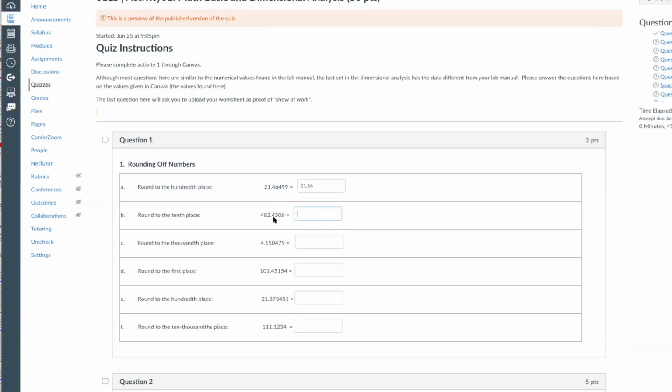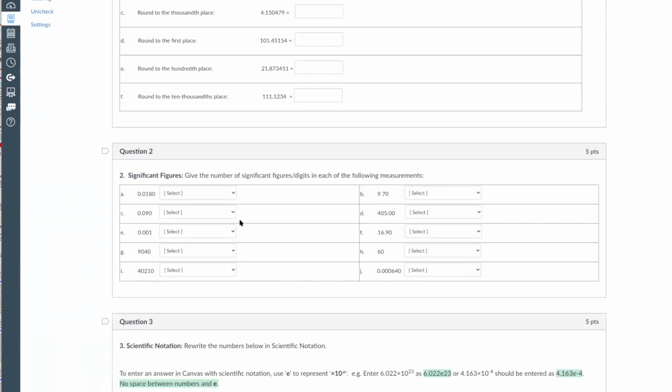And these are basically the same numbers in your activity. Round off to the 10th, 482.5. You're rounding up now, right? Because 506 is higher than 500, so you have to round the 4 to a 5. So that's basically what these are. How many significant figures there? You guys should know that's 3, right? How many significant figures here? You guys should know that as well.